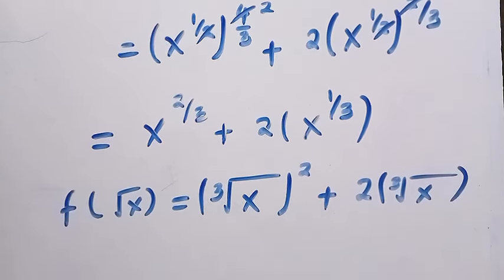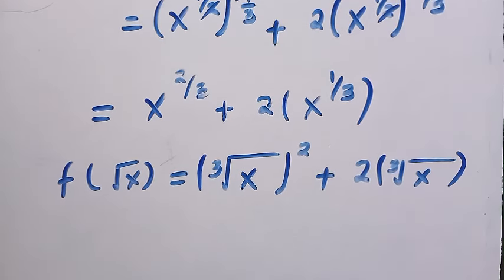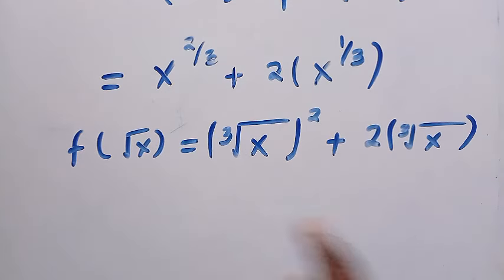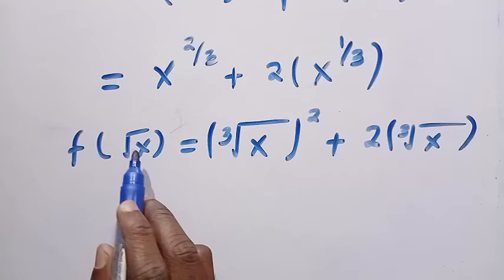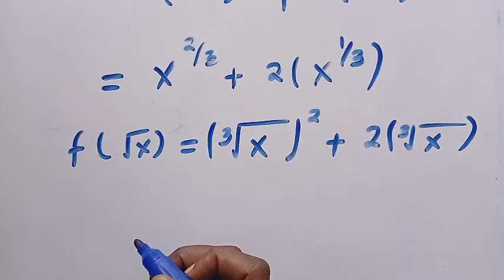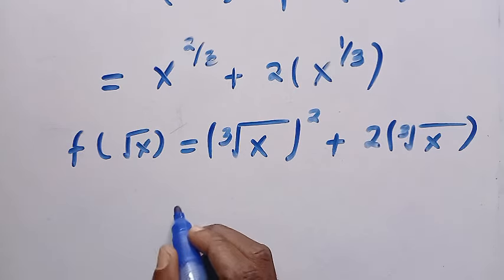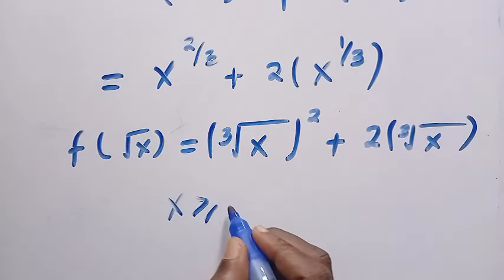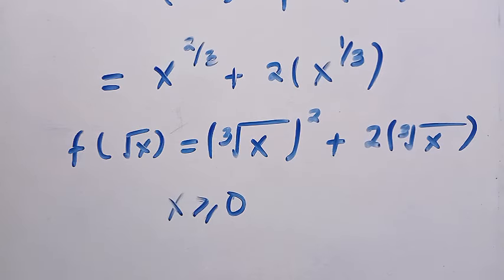But can we know the domain of this function? Yes, it's very simple to know the domain of these functions. Since this one is root x, this shows that we are going to restrict this, as not all the values of real numbers satisfy this. So how do we know that? If x is negative, it fails. It is only when x is greater than or equal to 0 that this function is satisfied.